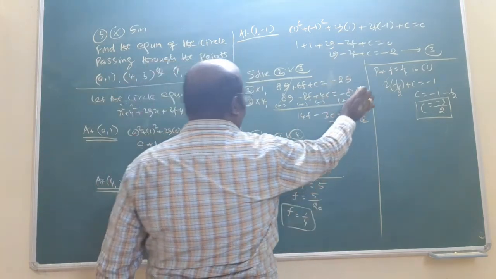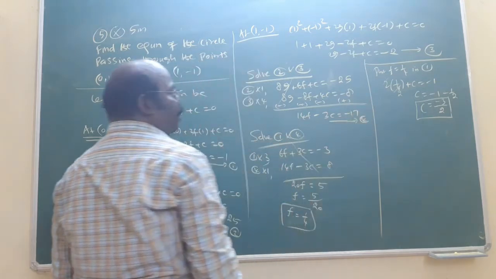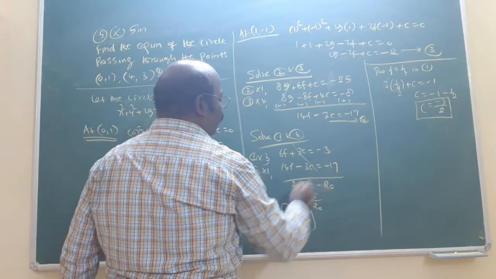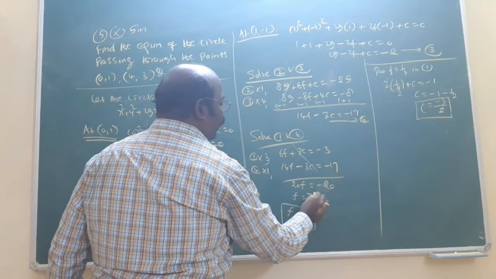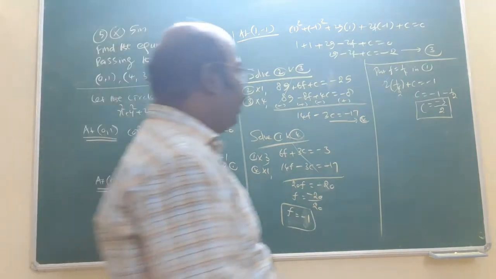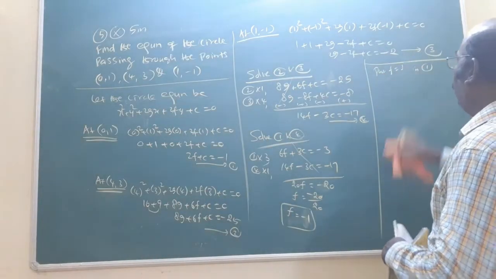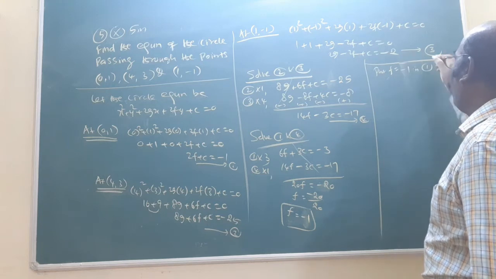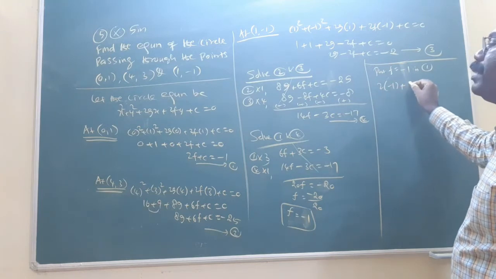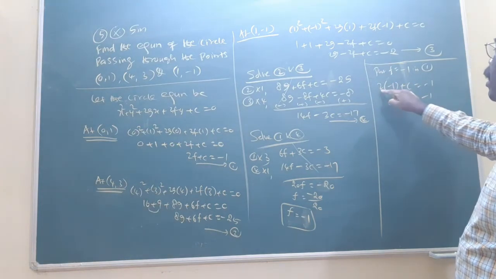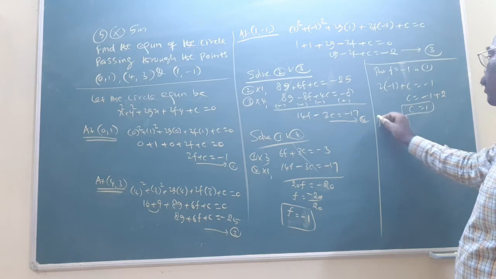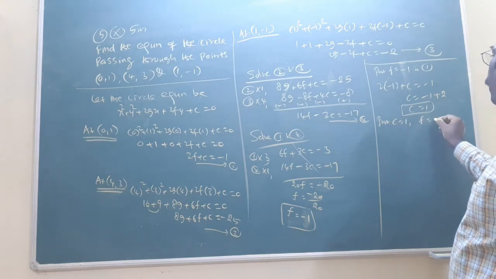Now change the sign, we get minus 17. Am I right? Now minus 17 will come. Adding both, minus 20 will come. Minus 20 divided by 20 is minus 1. Now substitute that: put f equal to minus 1 in the first equation. 2 into minus 1 plus c equal to minus 1. So c equal to minus 1 plus 2. C equal to 1. C equal to 1, f equal to minus 1.